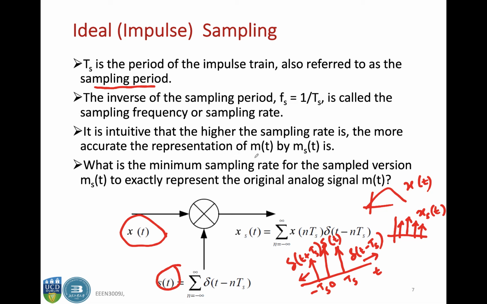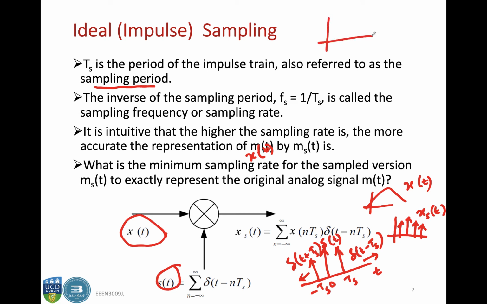Sorry, this should be xt, but it doesn't matter as long as you get the concept right. The input signal can be mt or xt or whatever, and the sampled signal is basically the convolution of that signal with an impulse train. The more closely spaced the impulse train is, the better the sampled version represents the original signal.